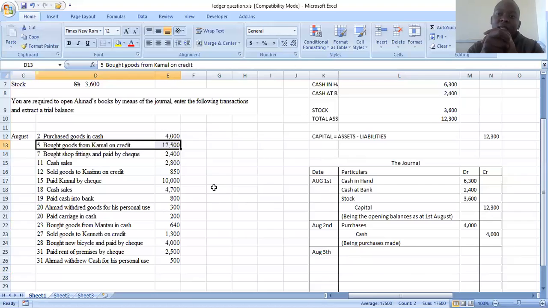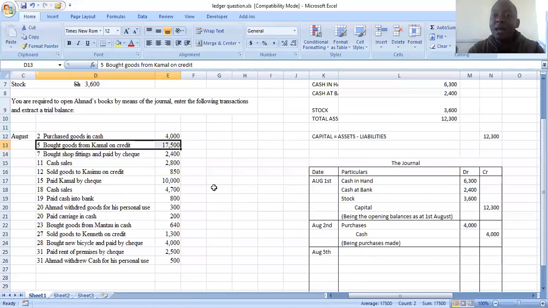So what type of accounts are they? Purchases is an expense, Kamal is a creditor. A creditor is a liability. So purchases an expense, Kamal a creditor, and a creditor is a liability. Then the question, which account is to be debited and which account is to be credited? Purchases will always be debited whenever they increase, and will always be credited whenever they decrease.